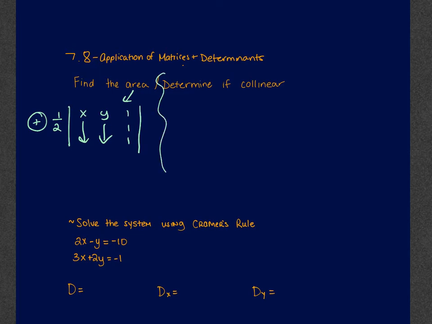For collinear, we do the x's and the y's and the ones same. And we want this to be 0. If it is 0, then it's a yes. If it's not 0, then it's a no. So there's 2 of these. There's 1 of each of those. Yep.